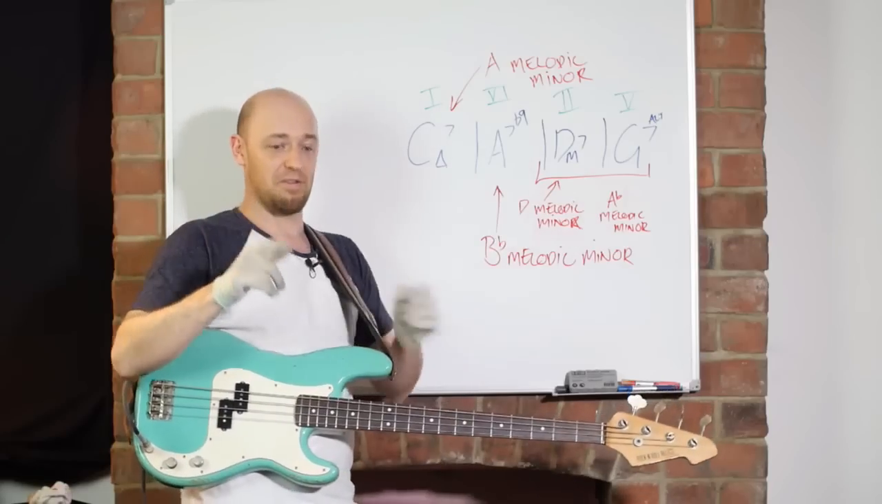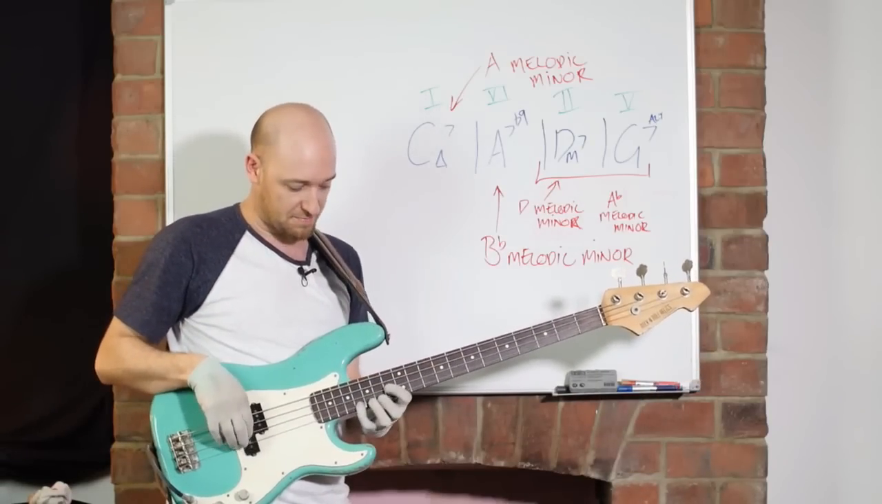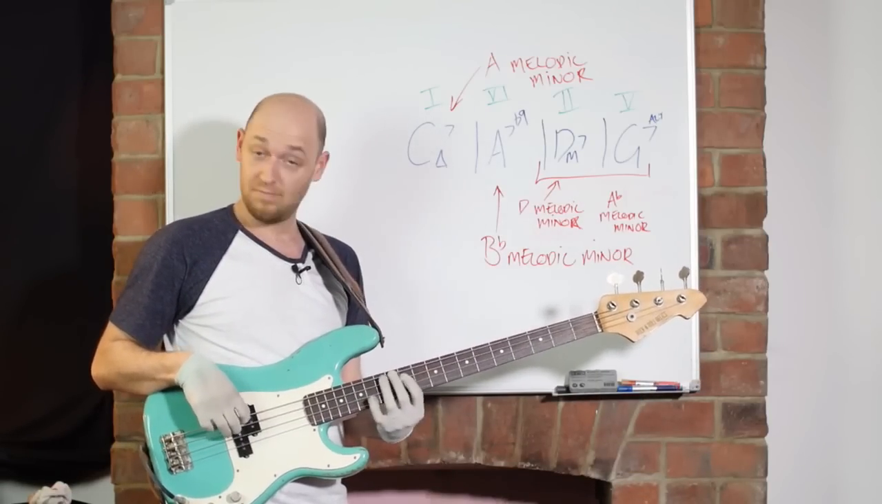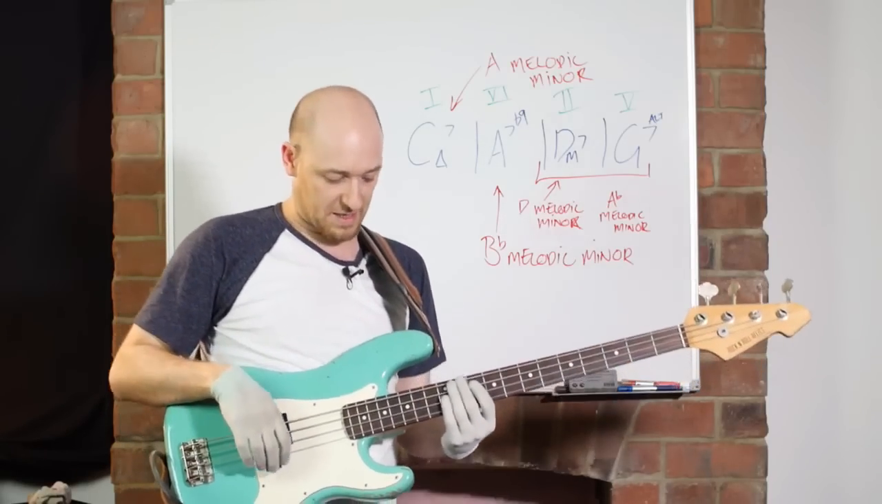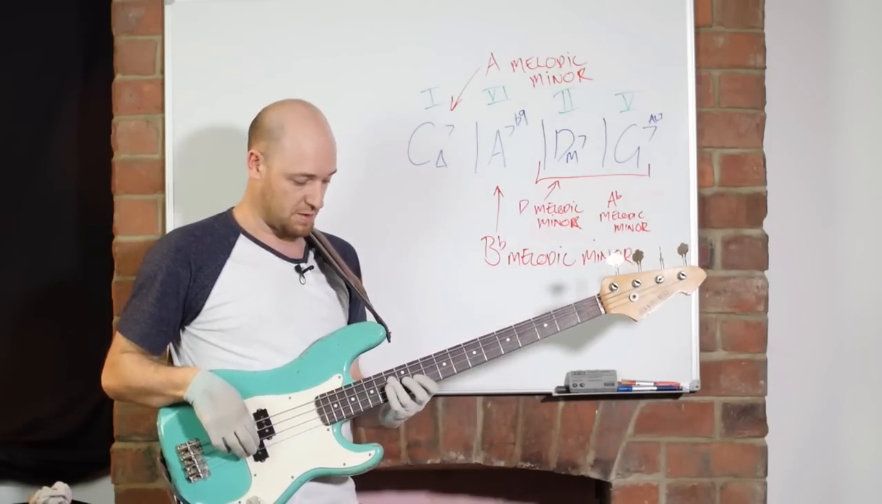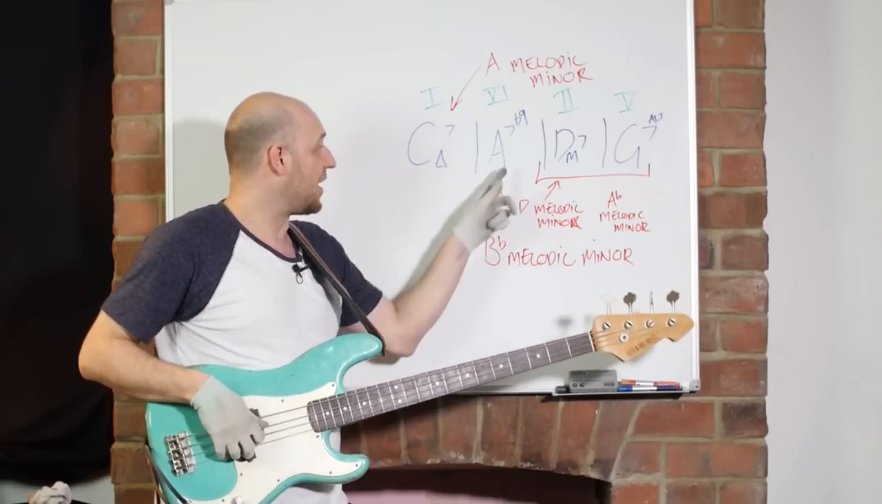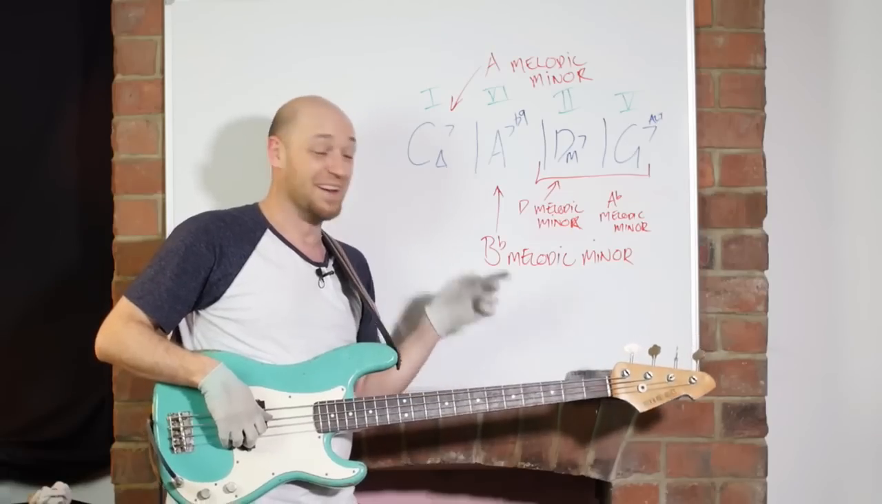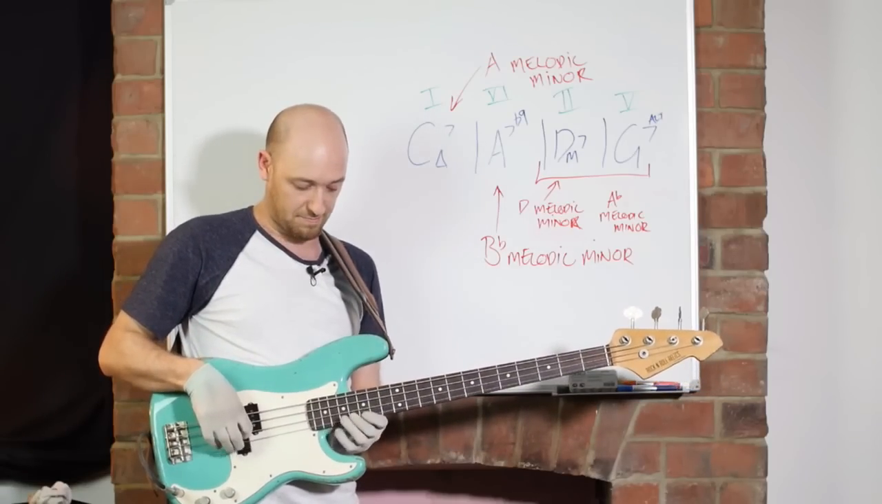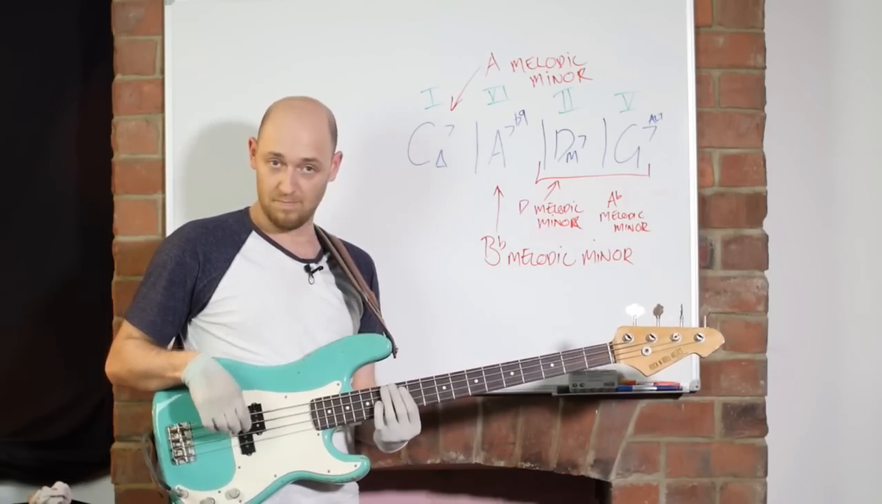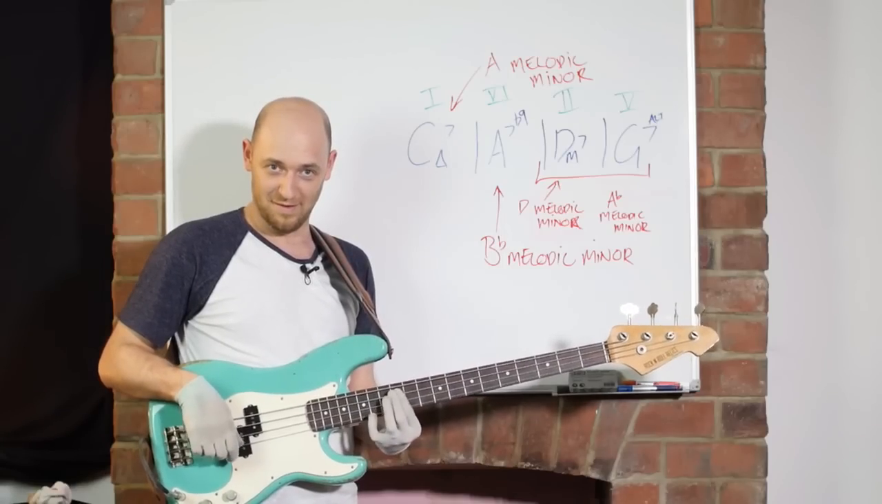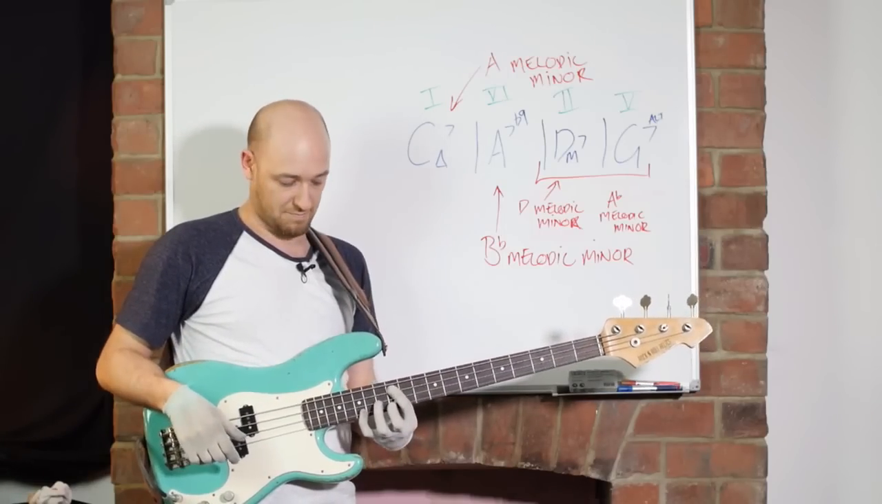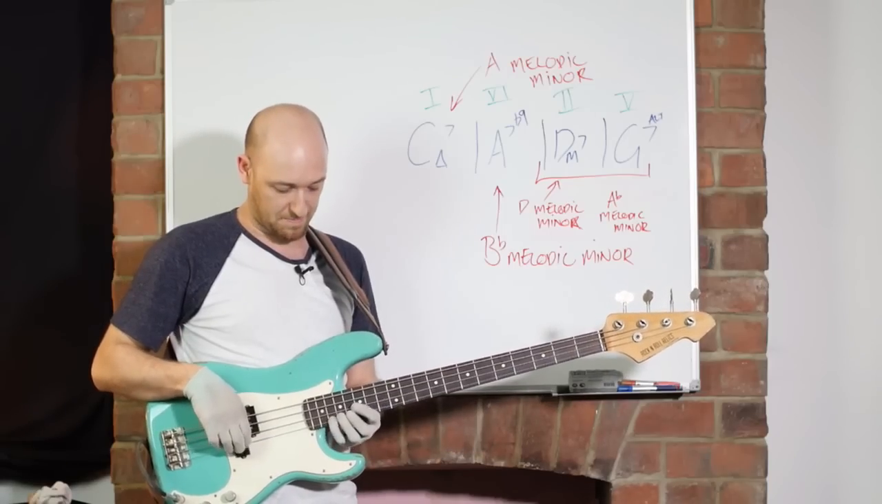So what I did there is I used that first phrase, okay, just to make it more obvious. And then I also used it on the A7 flat 9, which is B flat melodic minor, same phrase. Okay, on the A7.